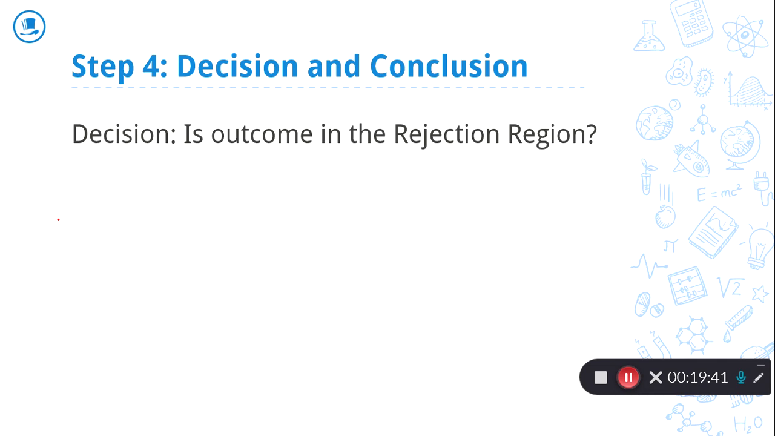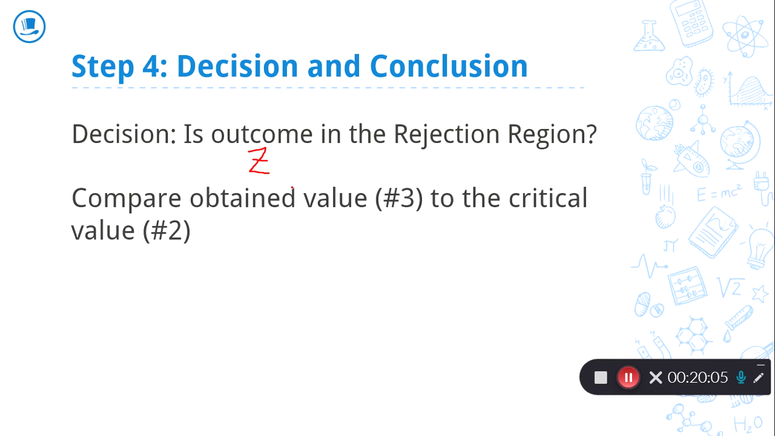Now in step 4, we're going to put it all together. We look at the outcome and apply our decision criteria. So the first thing is the decision. Is the outcome in the rejection region? Now for the test we're talking about, the outcome is going to be a z-score. We're going to turn the sample mean that was in that problem into a z-score and then compare that z-score to the critical value. Is it in the rejection region?